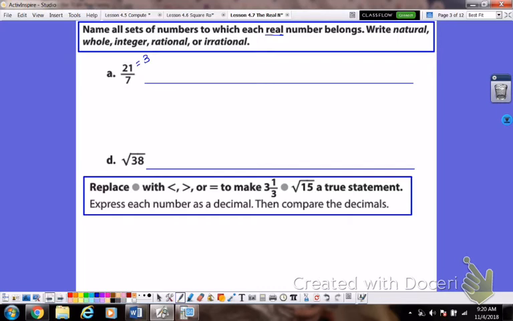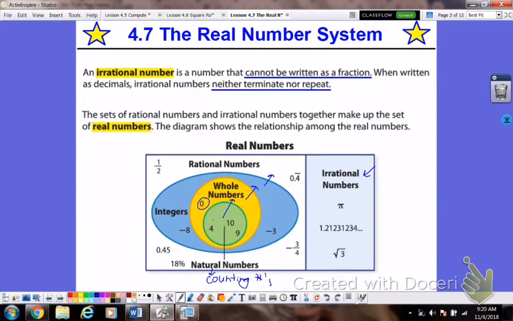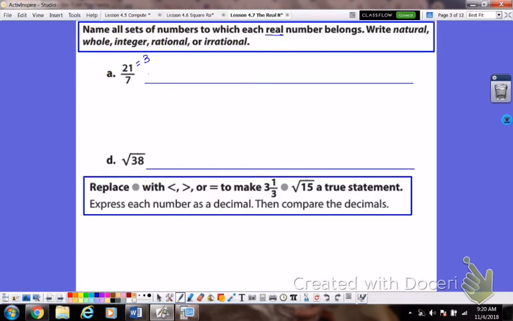So if we go back to our chart here, how far in can we go? Well, it's a natural number, so that means it's natural, it's whole, it's an integer, and it's rational. Remember, if you think about this circle, where we were doing a box last chapter, go the furthest in that you can, and then count everything out from that step. So 21 over 7 is natural, it's whole, it's an integer, and it is rational.